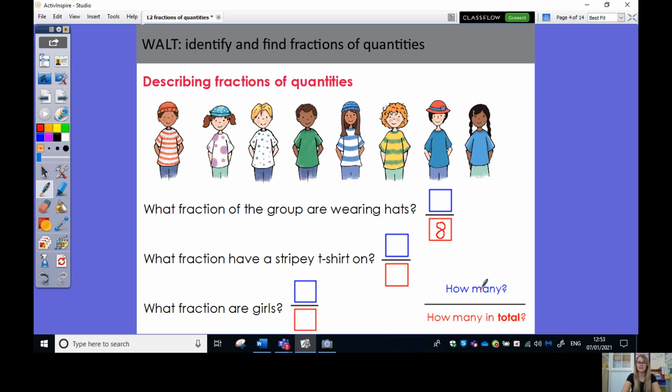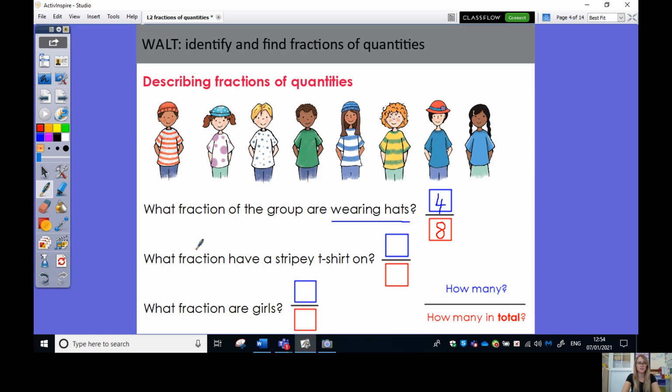Okay, and then the next thing I need to do is count how many we're referring to. So in this question, we are referring to how many are wearing hats. So I'm going to count how many are wearing hats. I've got 1, 2, 3, and 4. So 4 out of 8 children are wearing hats.